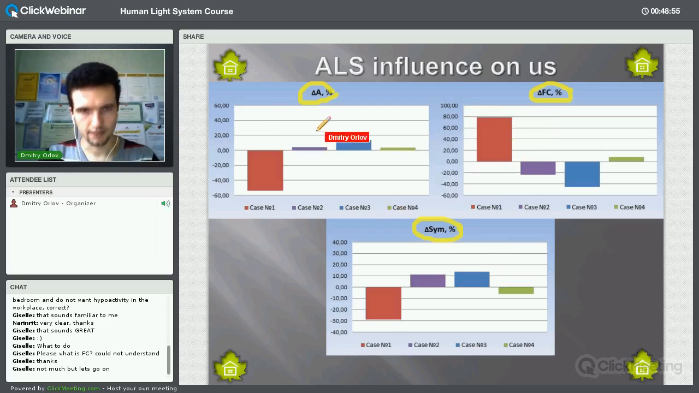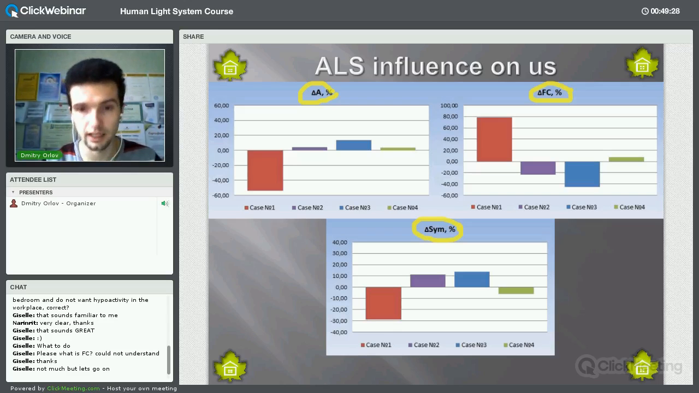That's the first case. The second case is almost zero difference in area, almost minus 20% in form coefficient. That's good. Plus 10% in balance and symmetry. That's also good. It means this is a normal place, with positive results, not so big, but positive for this person.